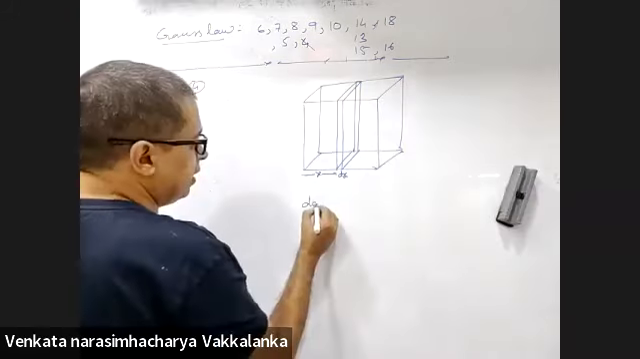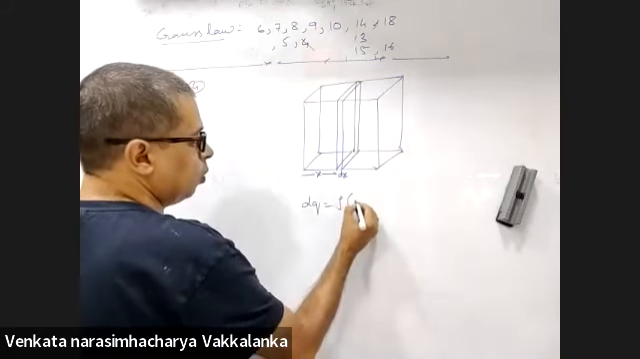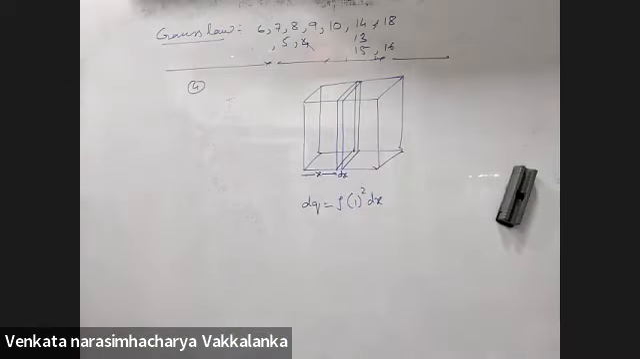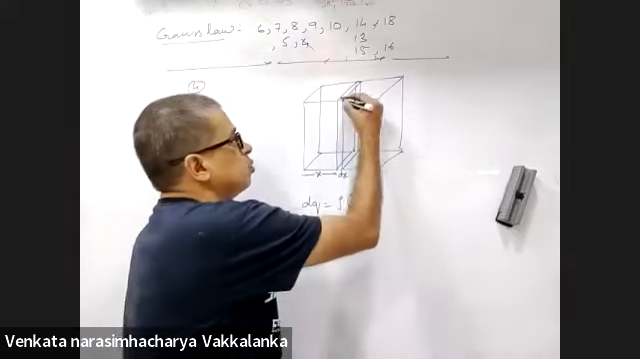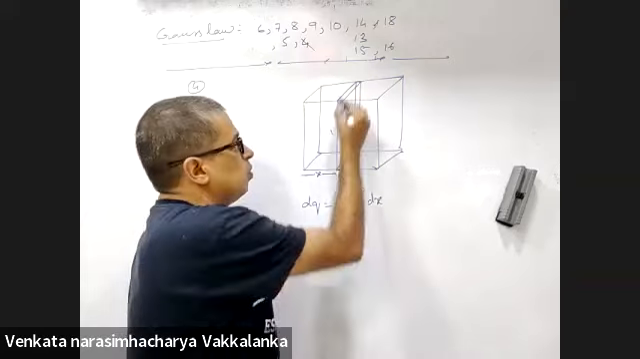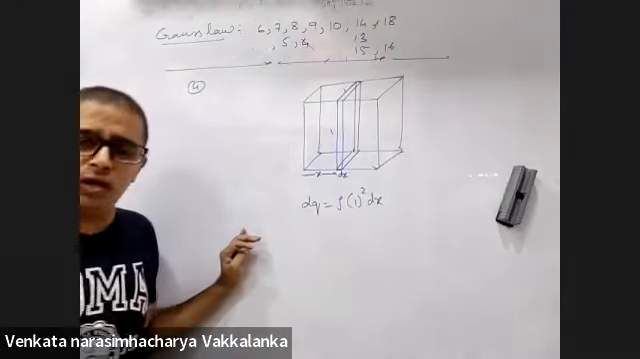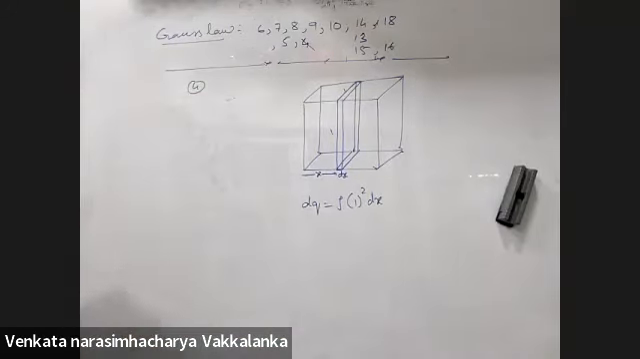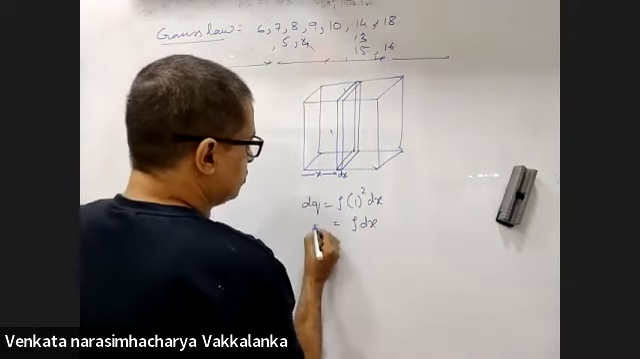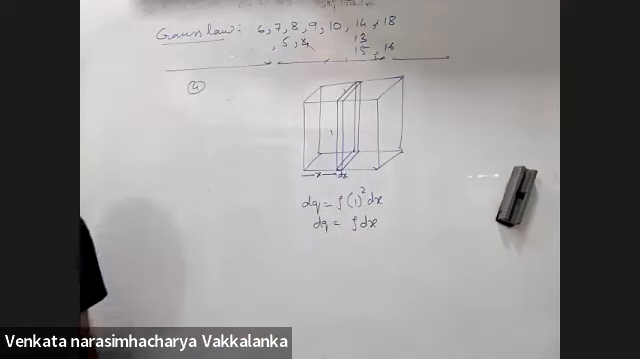What will be the dq enclosed inside? Rho into 1 square into dx. Cube of length a, so this is 1, this is 1. This thickness is dx. 1 into 1 into dx. Agreed? So this will technically be rho dx. This is the charge enclosed inside.